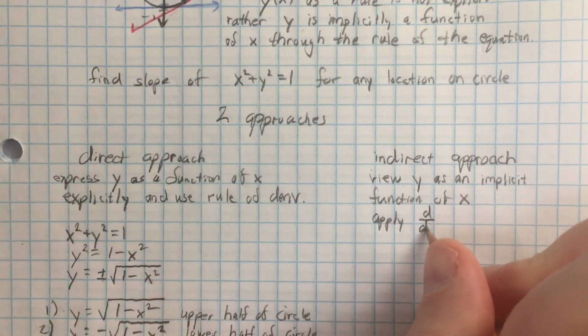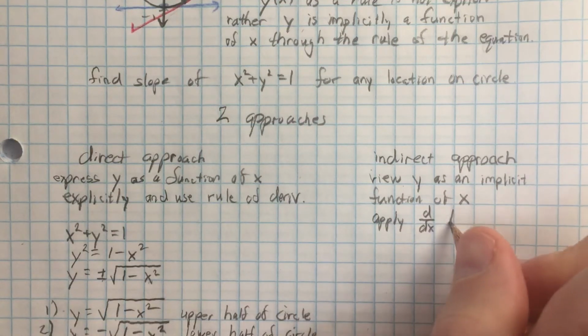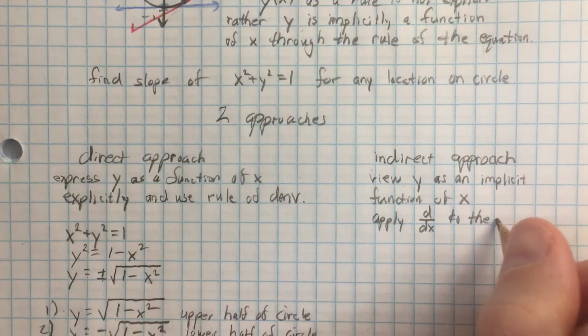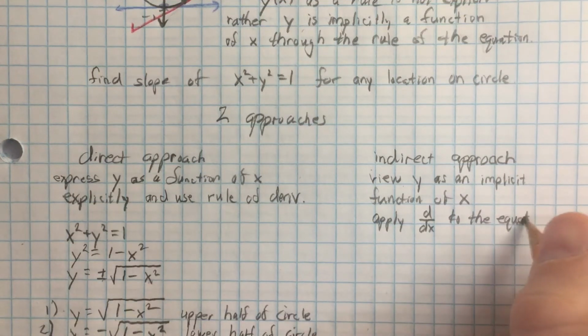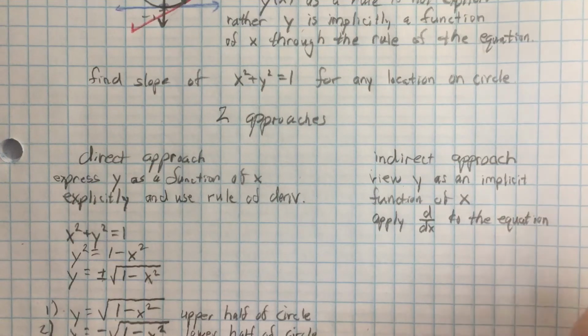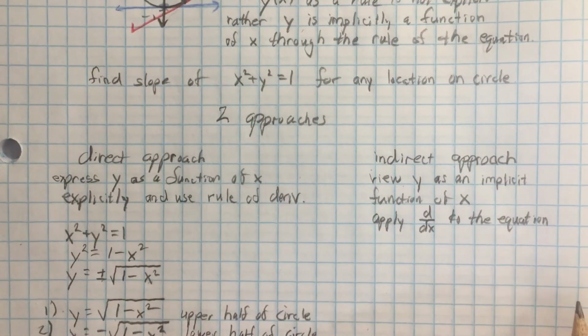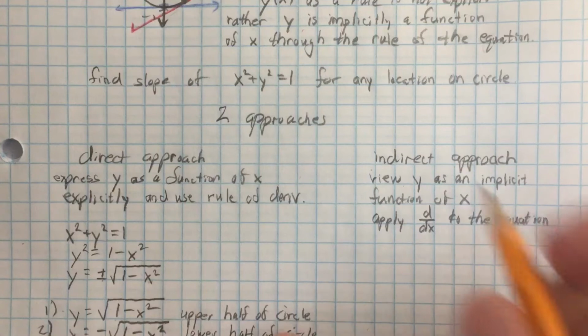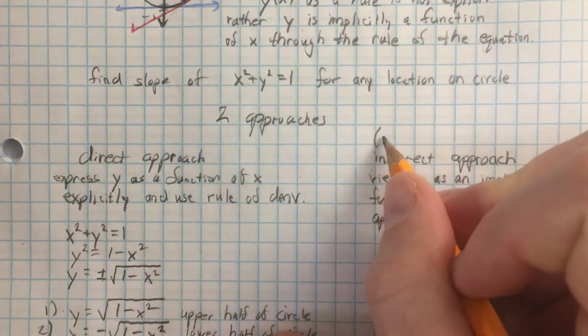I'm going to apply the derivative operator to the equation as it stands. I'm not going to alter the equation and start solving for y. Okay? So this is implicit differentiation. The indirect approach is nothing other than the topic of this section.